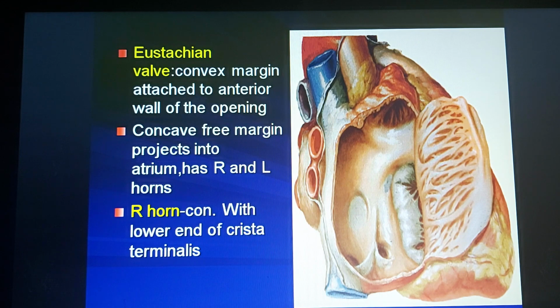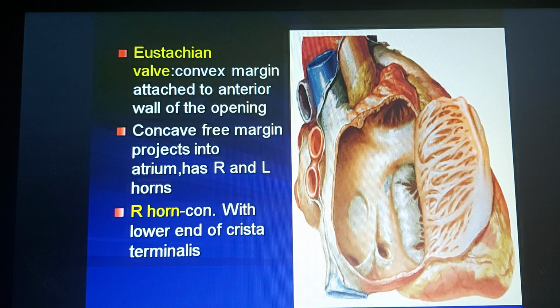So this convexity is attached here to the right atrium anterior wall, but here there will be a concavity, and that margin opens into the right atrium. It has right and left horns. The concave free margin projects into the atrium and it has a right and left horn.